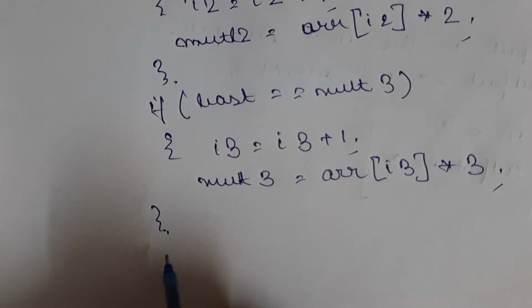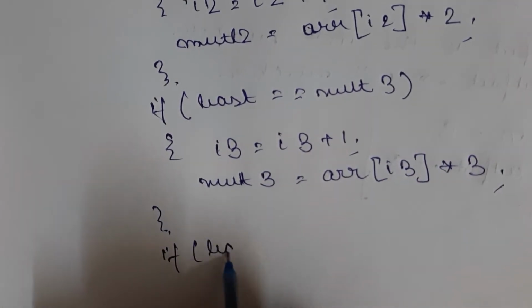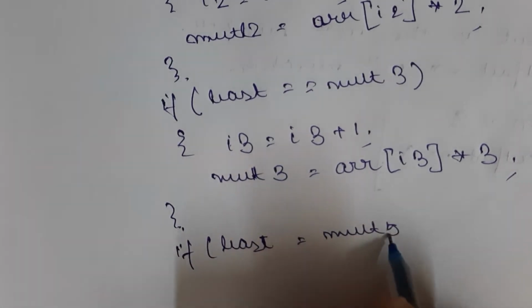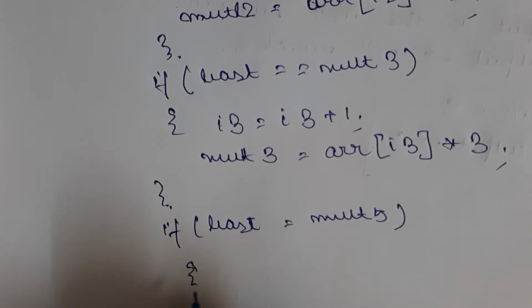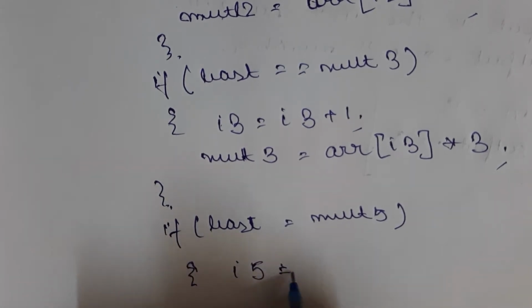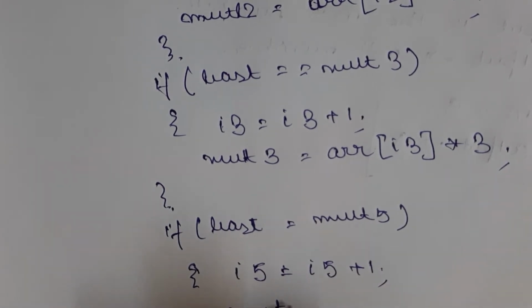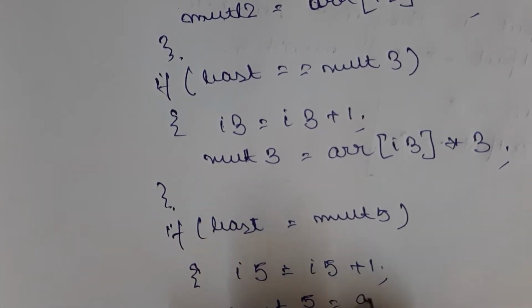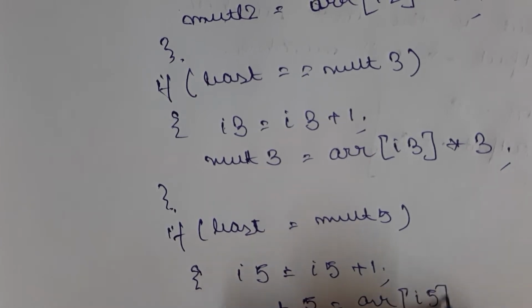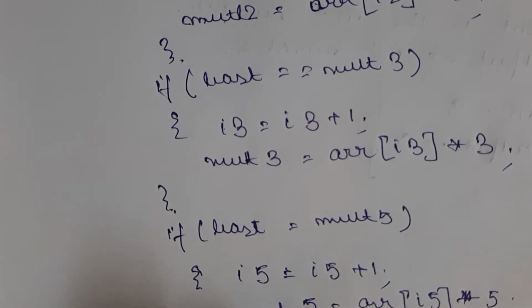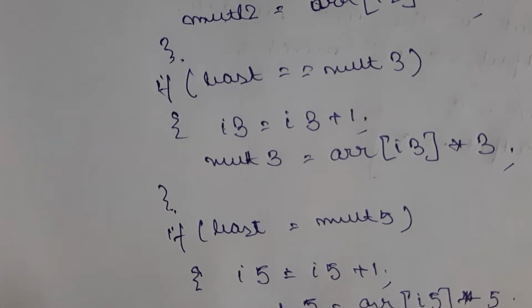Similarly, for the multiple of 5 value, I have to increment the I5 value, right? And the multiple of 5 will also be changed. Correct? So in this way we can get the number, right?